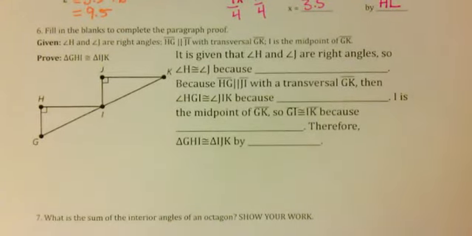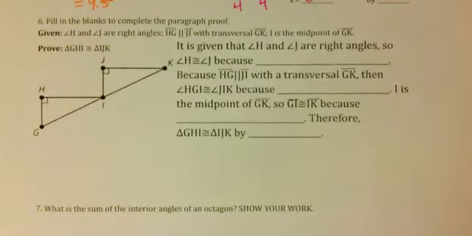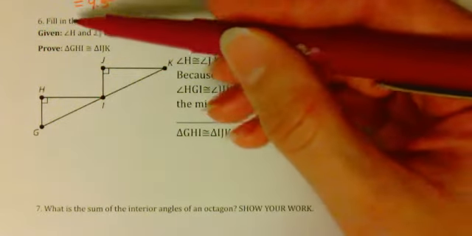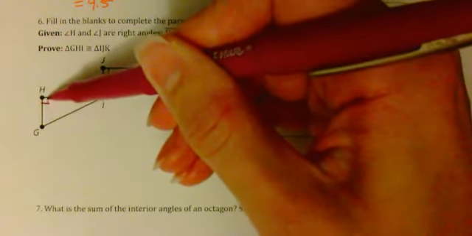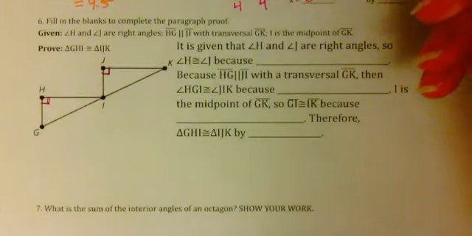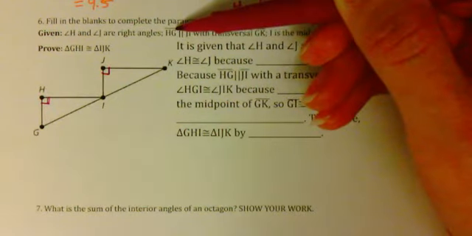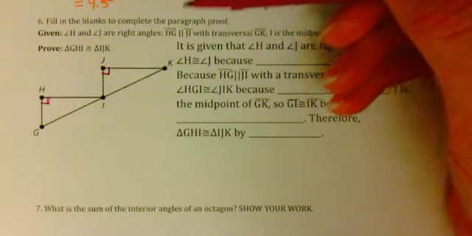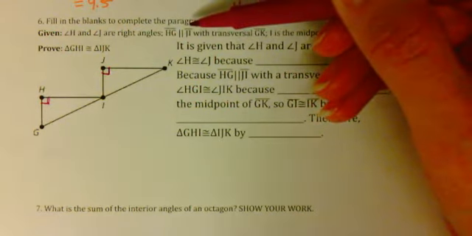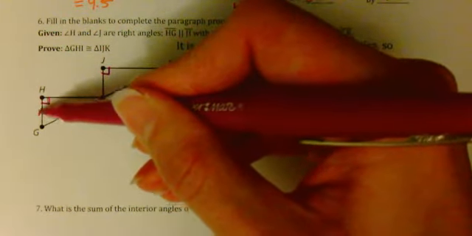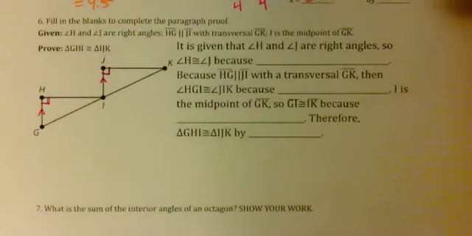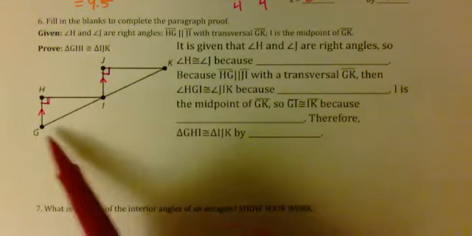All right, this proof isn't like anything we've done so far, but it shouldn't make you uncomfortable because you know all the material already. Maybe not the first blank. You're given that angle H and angle J are right angles. That HG is parallel to JI. So HG is here, and JI, those are parallel. The transversal is GK.